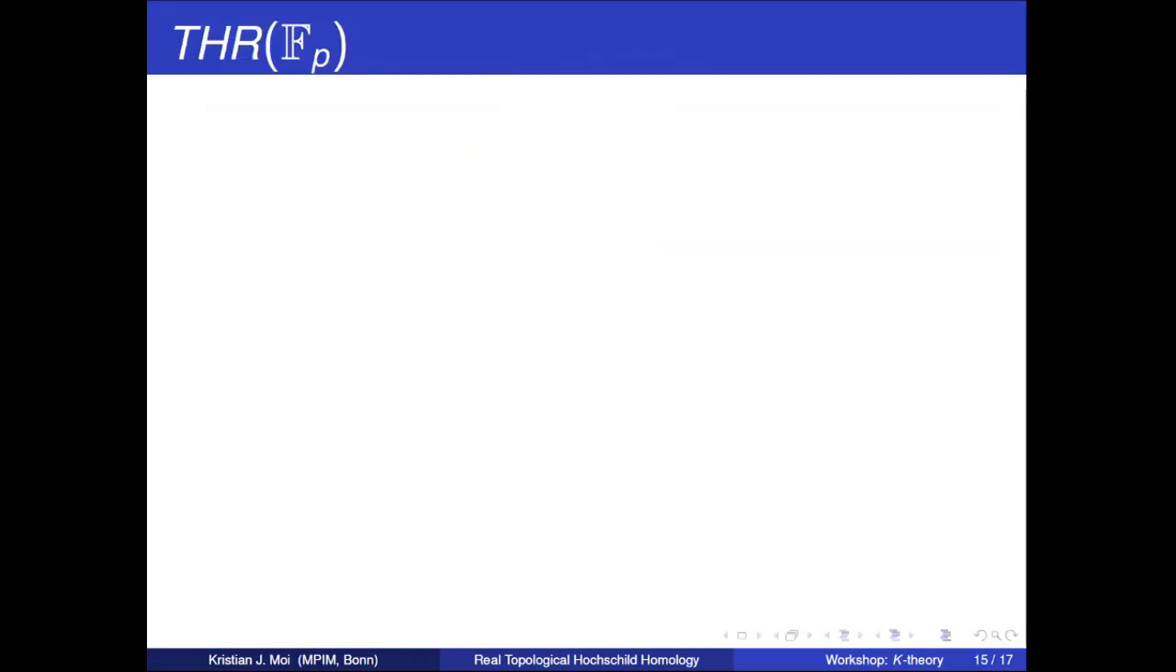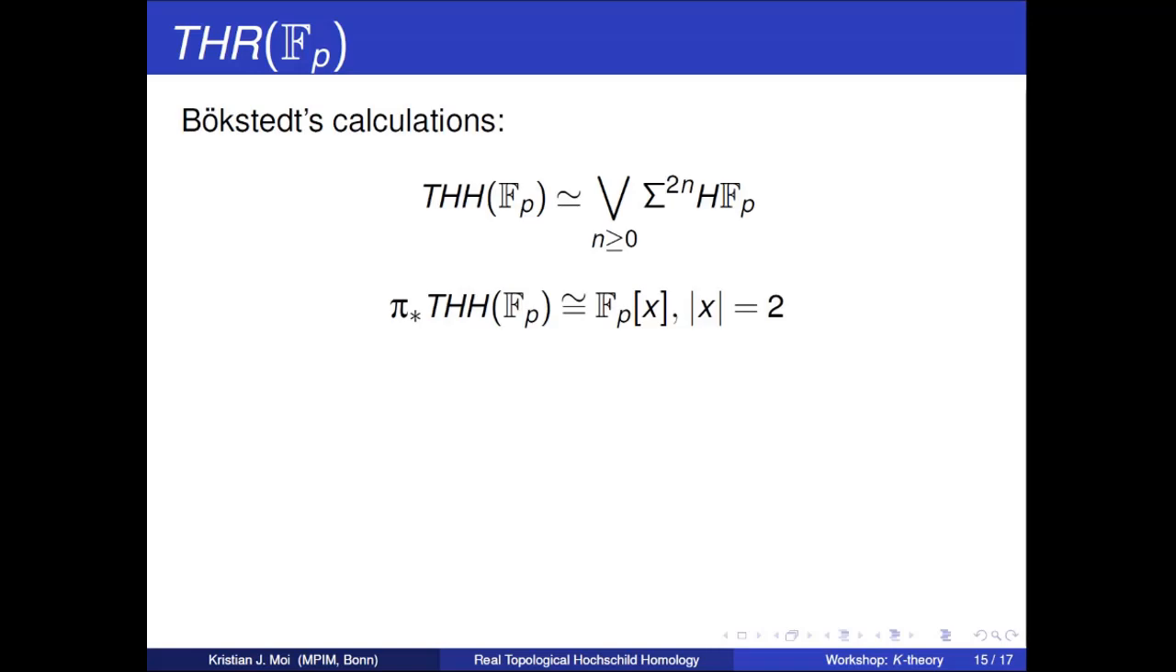Okay, so next I want to say a little bit more about THR of FP. So let me begin by just recalling what we know about the non-equivariant case. Bökstedt, in the 80s, computed that THH of FP, so no real anything here, is, additively, just as if it splits as a wedge of algebraic spectra. And the ring structure, well, you can see in the homotopy groups, is that it's polynomial, with a variable in degree 2. So maybe you could say that as an associative algebra, it's a tensor algebra on a class over F2.